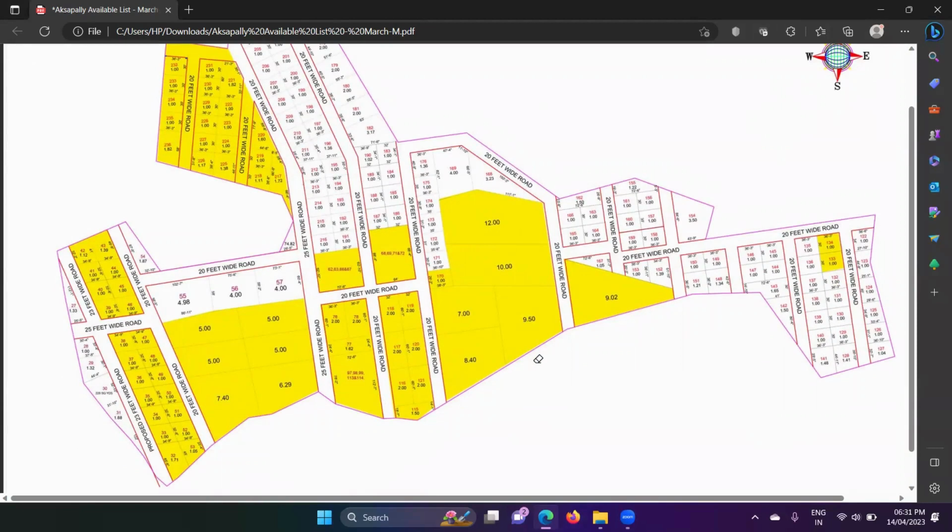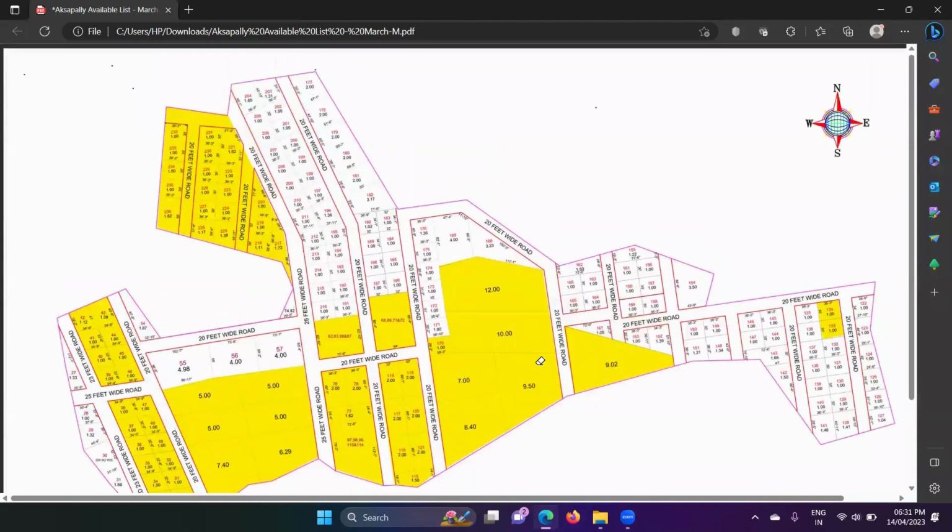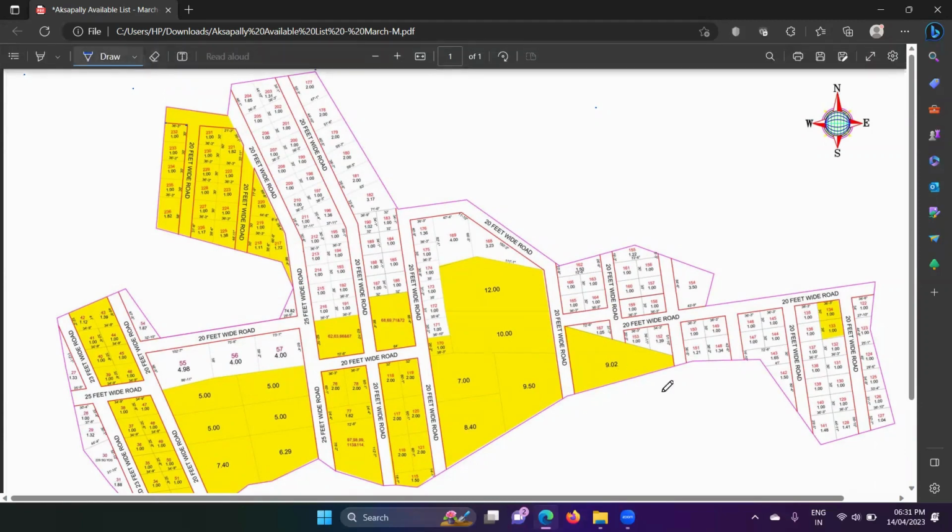In many of my earlier videos I have clearly said that the property should be in a proper shape, which means square or rectangular. But in this project, you can see a lot of shapes and different angles and different irregular shapes here. This is one example. You can see a triangle kind of shape here.